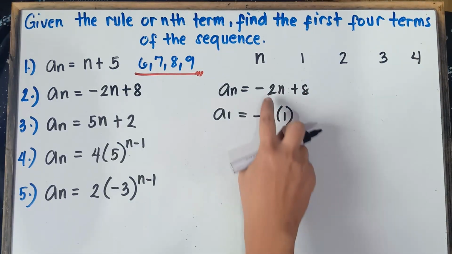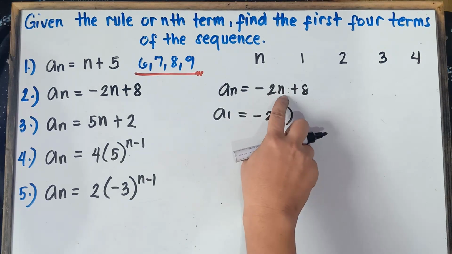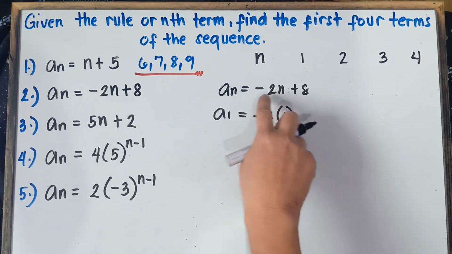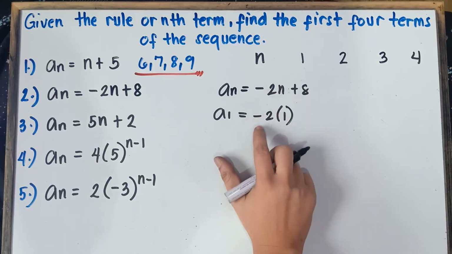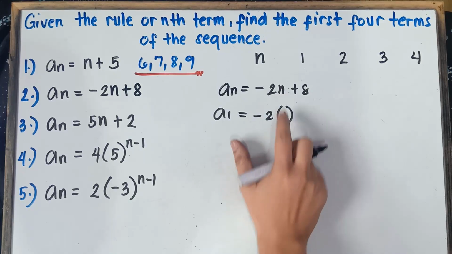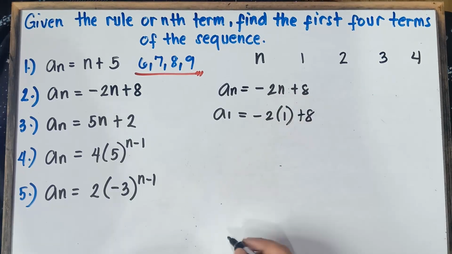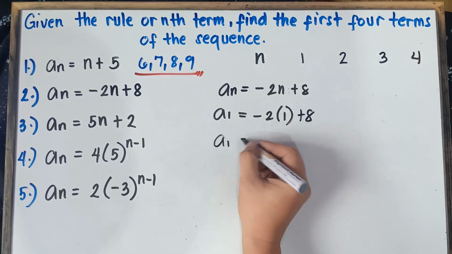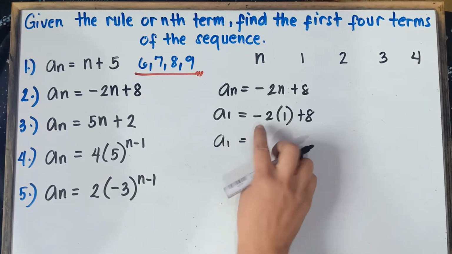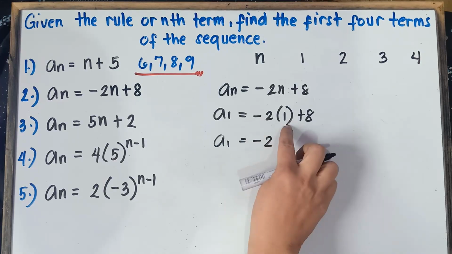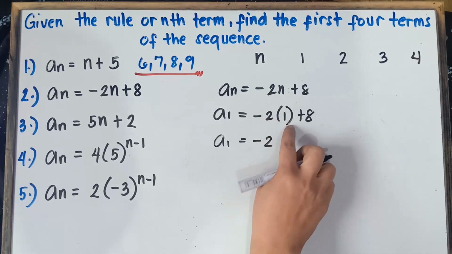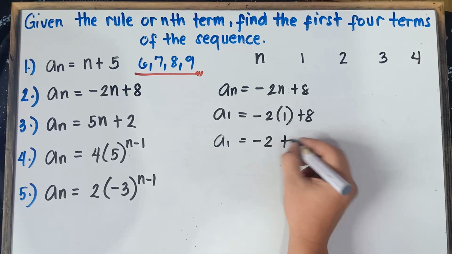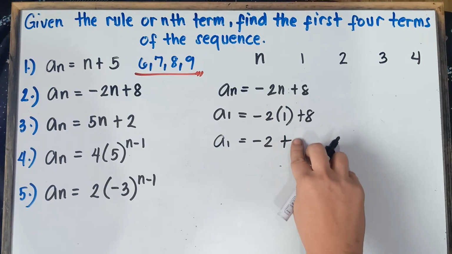Once again, class, if you have 2n, negative 2 times n, it means multiplication. If the number is close to the variable, close to each other, it means multiplication. So negative 2 times 1, so n is 1, plus 8. Alright, so first term is equal to negative 2 times 1, that would be negative 2. Negative times positive, that would be negative 2 times 1 is negative 2. Copy positive 8. What would be the answer, class?